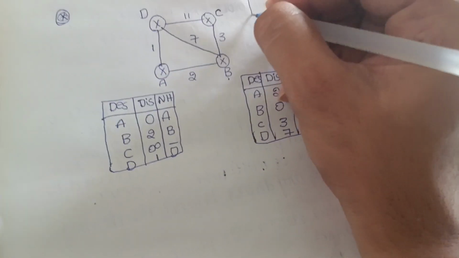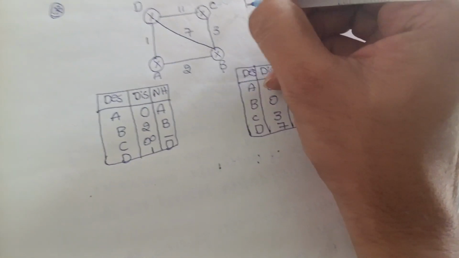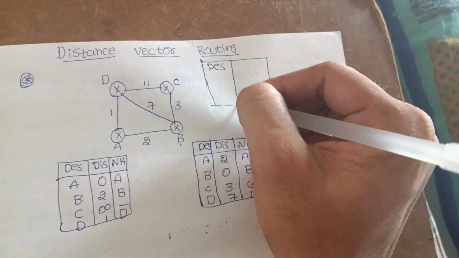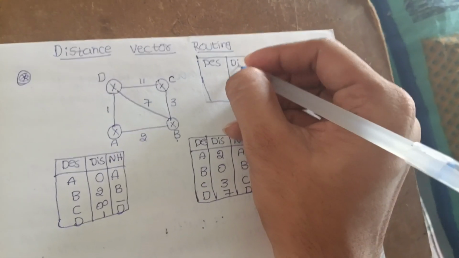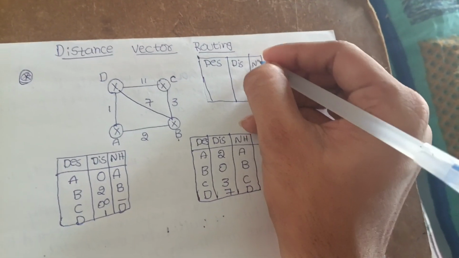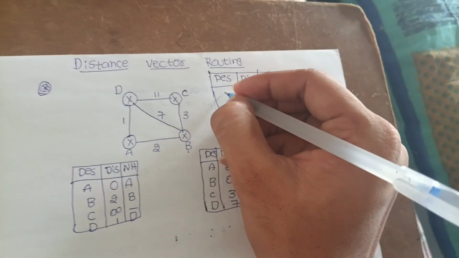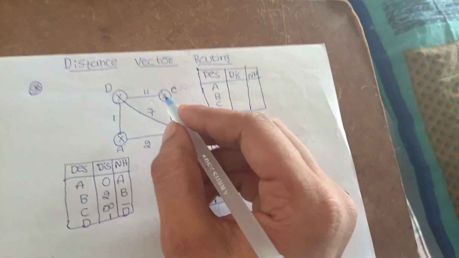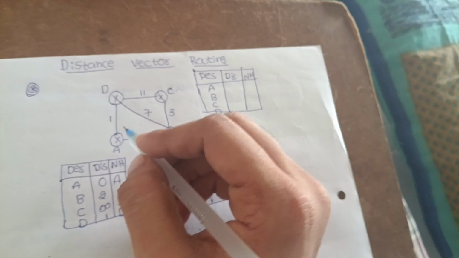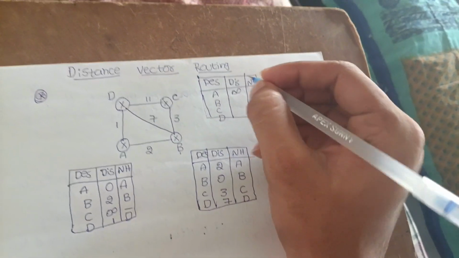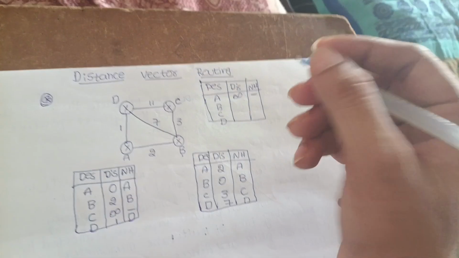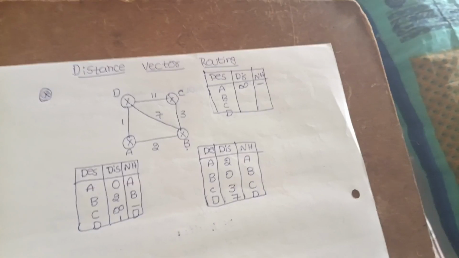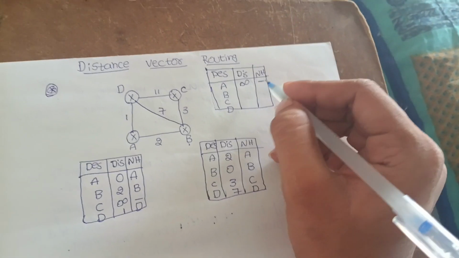At C, find the three columns as destination, distance, next hop. Write all the nodes A, B, C, D. Now from C to A there is no direct mapping, so distance is infinity. Next hop is none, keep the dash. When the distance is infinity, the next hop is always none, so keep the dash.